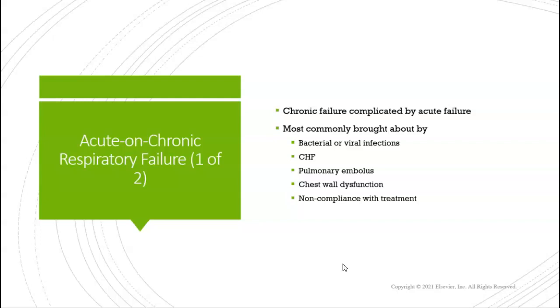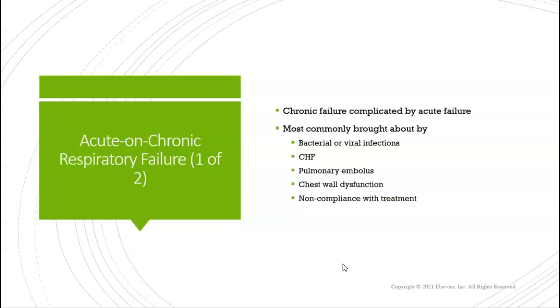Acute on chronic ventilatory failure, we talked about this already. This is where you have that chronic failure that's complicated by an acute issue on top of it. This is most commonly brought on when you have a COPD patient who then gets a bacterial or viral infection, just gets pneumonia, then they're going to end up in the hospital with that acute ventilation issue.